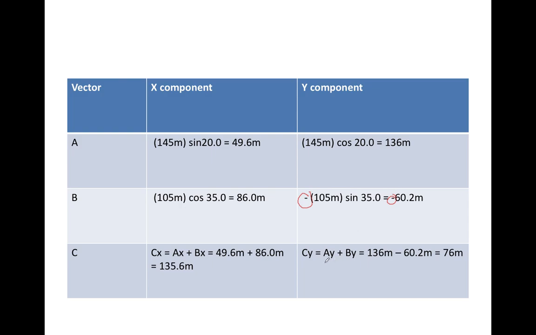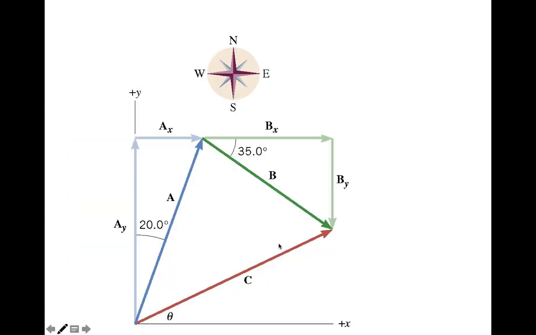And then when we add AY plus BY, we are essentially subtracting them. So it's 76 meters. And you can see that from the diagram. Vector A is pointed upward and vector B is pointed downward. So their y components subtract from one another to find the y component of vector C.